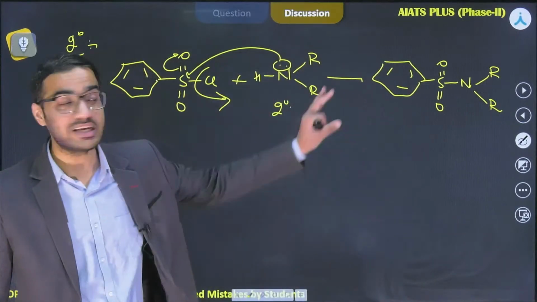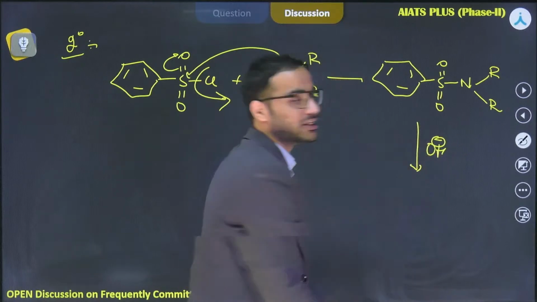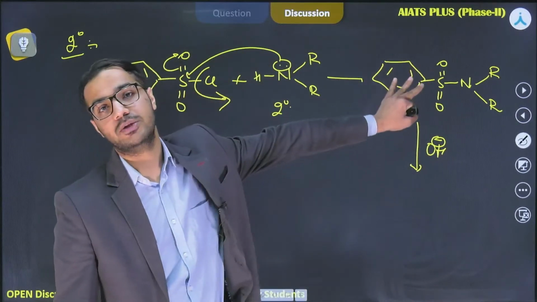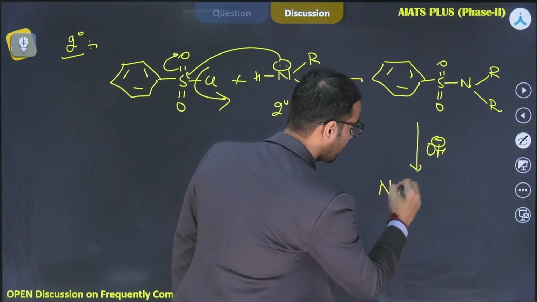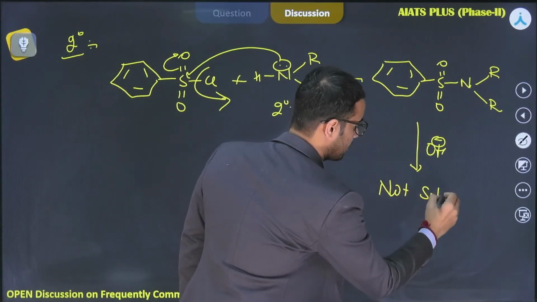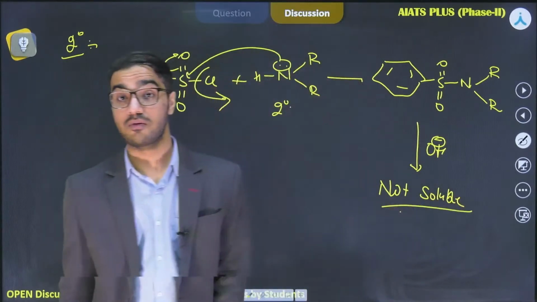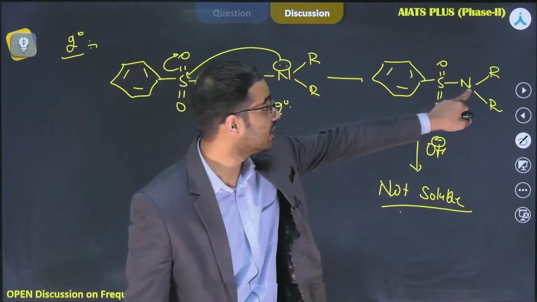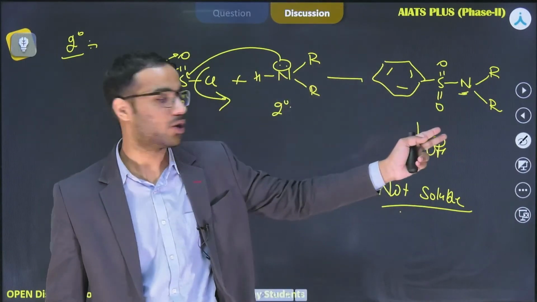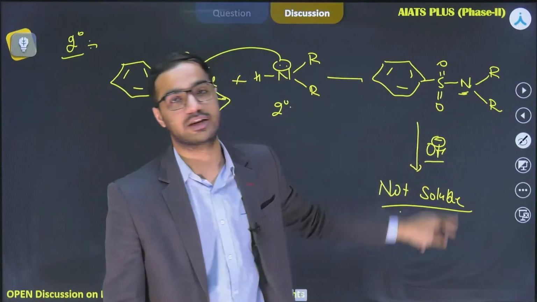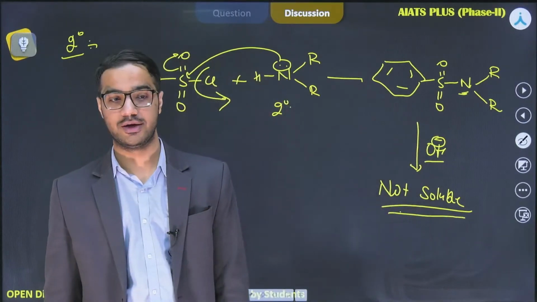And you can clearly say that if you are adding a base over here, it will never be solubilized. It is not soluble. Why is it so? Because this nitrogen now will not have any kind of acidic hydrogen which OH negative can abstract. So it will never be soluble in it. Is it?